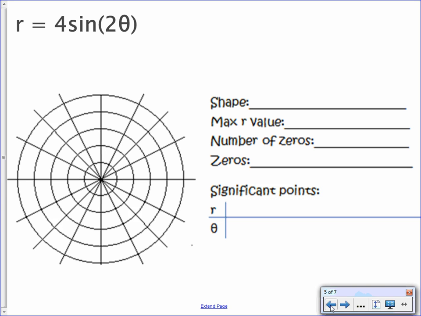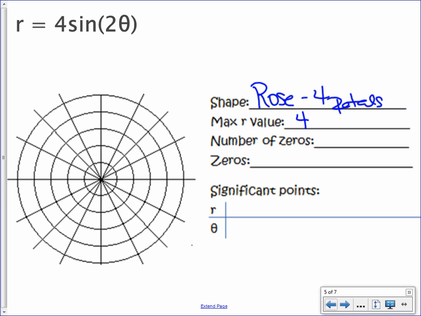So how do we know this is a rose curve? Okay, theta has a coefficient. This is a rose with how many petals? 4, because our coefficient of theta is even, so we have to double it. So there's 4 petals. Okay? What is the max R value? 4, because that's what this coefficient is right here.